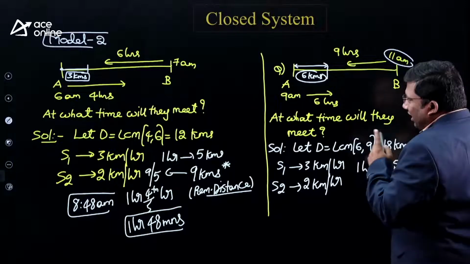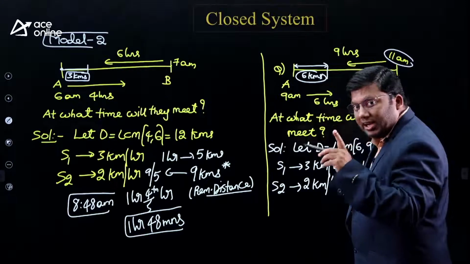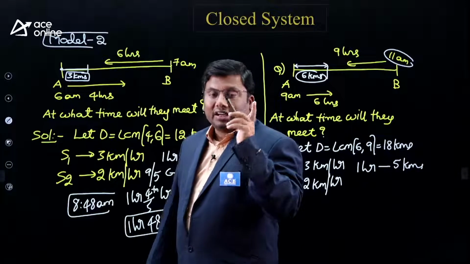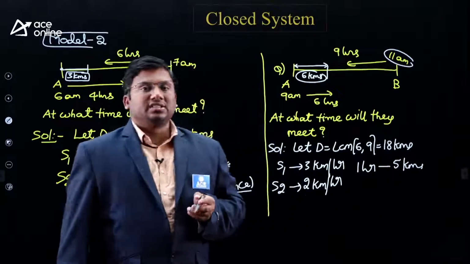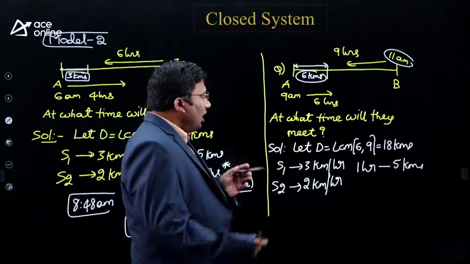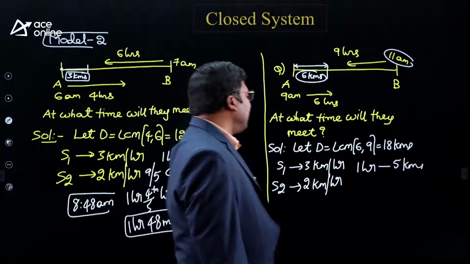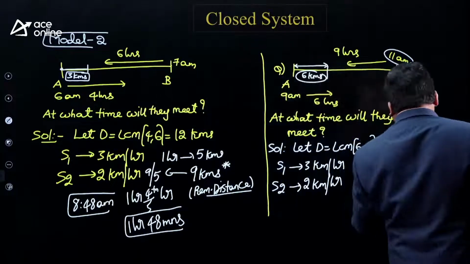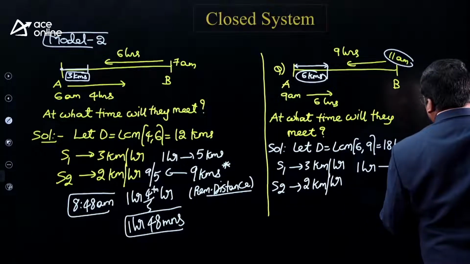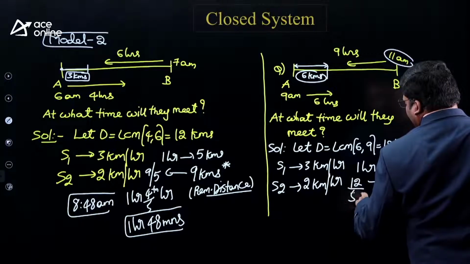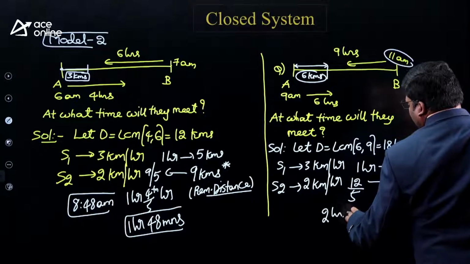But out of 18, 6 is already covered. Why? Because both the trains are starting at different times. Out of 18, 6 already traveled. So how much is it? It is 12 kilometers. So this will become 12 by 5, which is 2 hours and 2/5 of an hour.